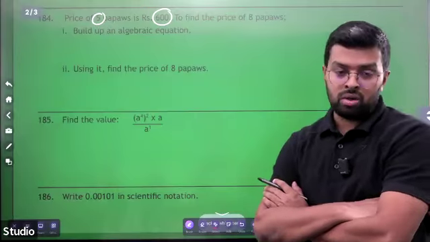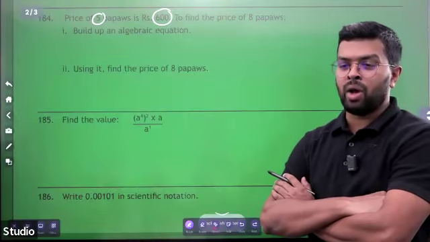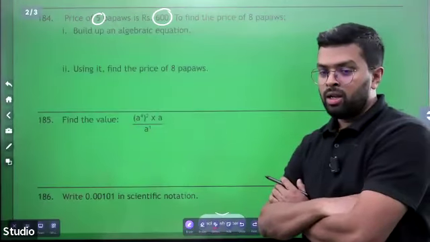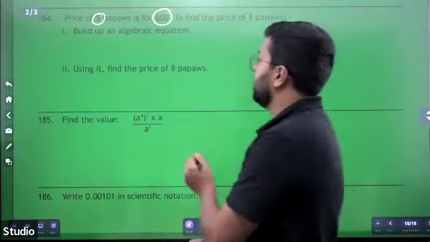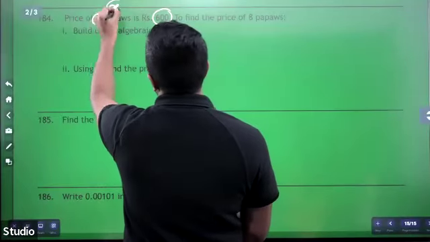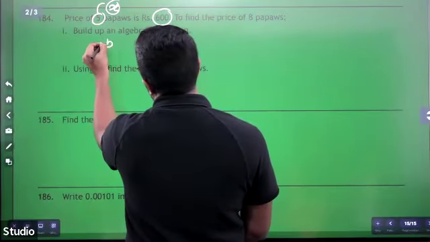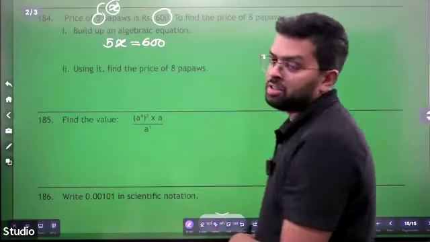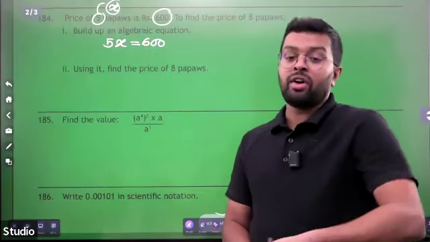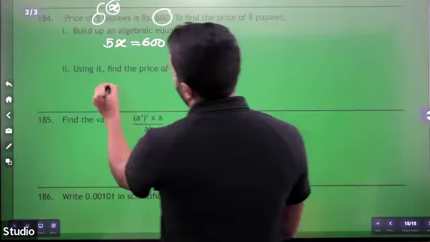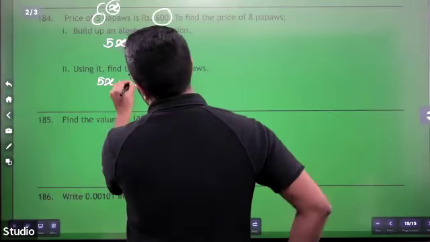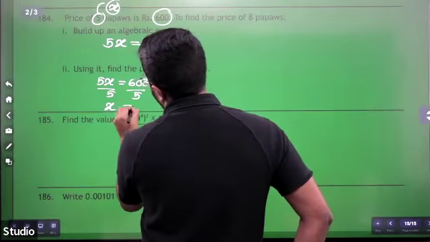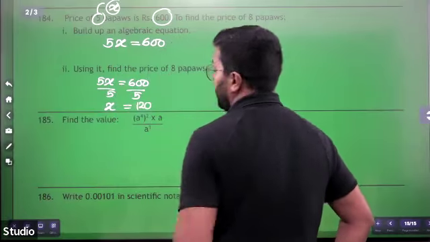Right, let's consider the price of 1 papo as x. If there is any other way you think of, tell me. Let me take the price of 1 papo as x. So if 1 papo is x, 5 papos will be 5 times x. So 5 times x equals 600. So this is my equation. Using it, find the price of 8 papos. So let's solve this. 5 times x equals 600. Let's divide both sides by 5. x equals 600 divided by 5, which is 120.